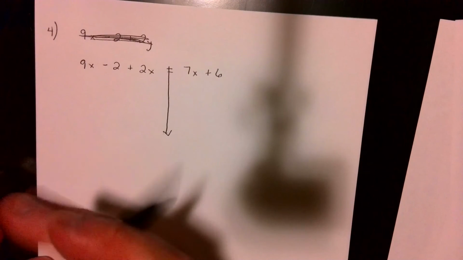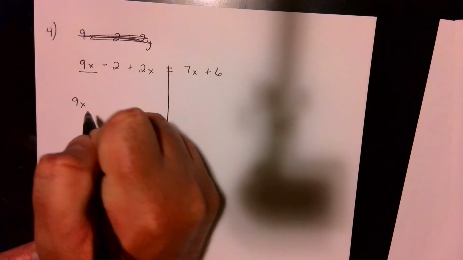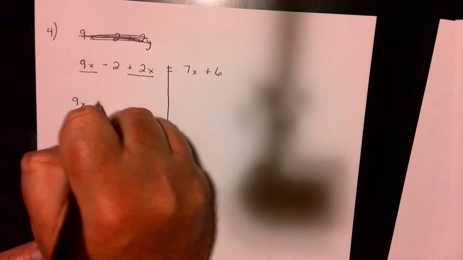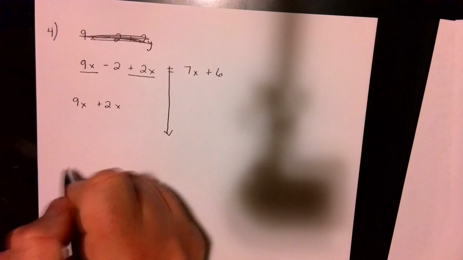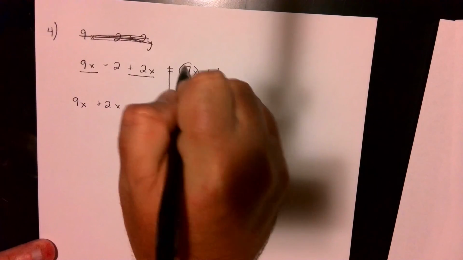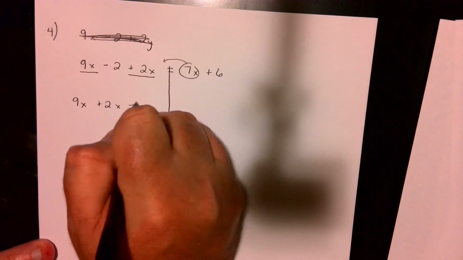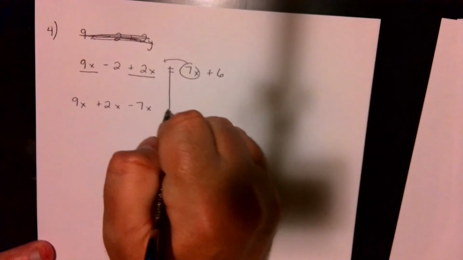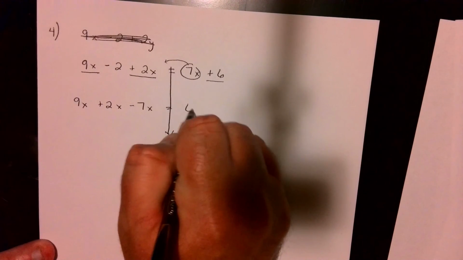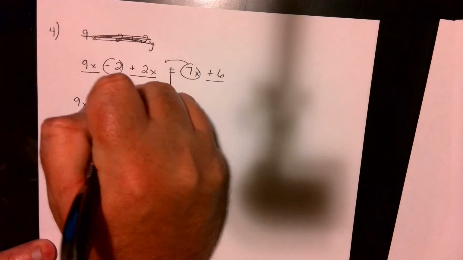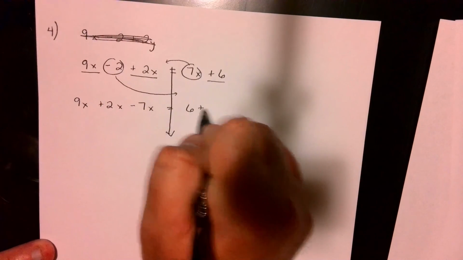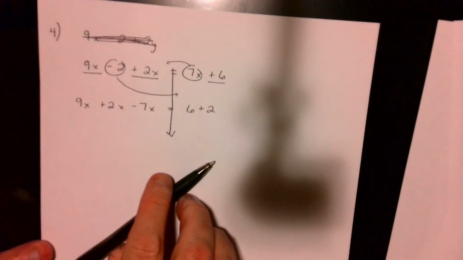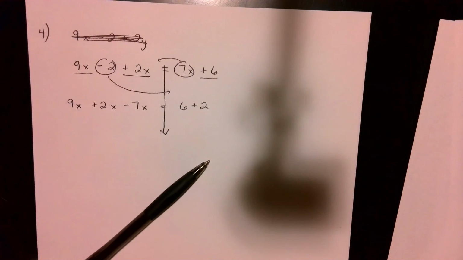I'm going to try to get caught up with you. Hopefully you've just put your x's together. 9x should stay. Positive 2x should stay. 7x comes across. Changes to a minus 7x. On this side you should have a positive 6. And a negative 2 coming over and changing to a positive 2. Finish out from there.